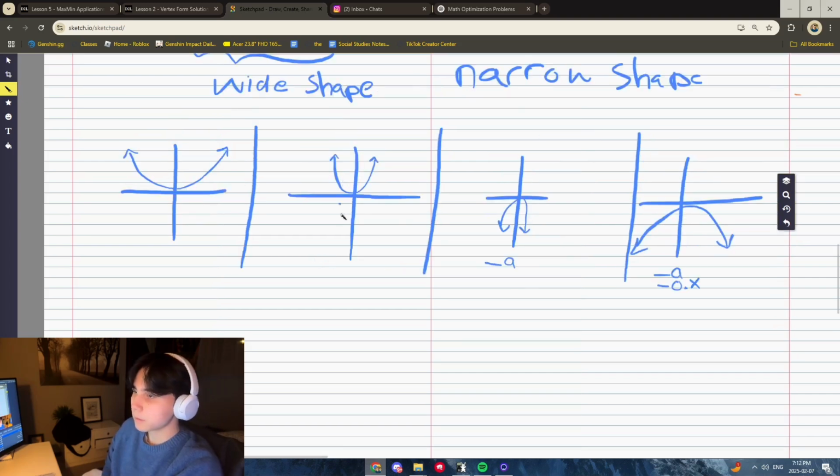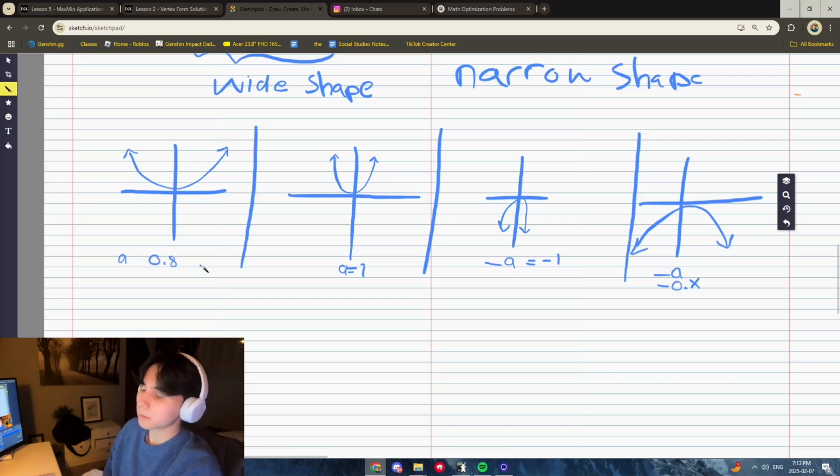And then we have this one, it opens up, so our A value is positive, and since our graph is more narrow, we're going to have a whole number here. So we can just put like 1 as A. And then we have this one. It's opening up, so our A value is positive. And since we have a wide shape, our A value is going to be a positive decimal.